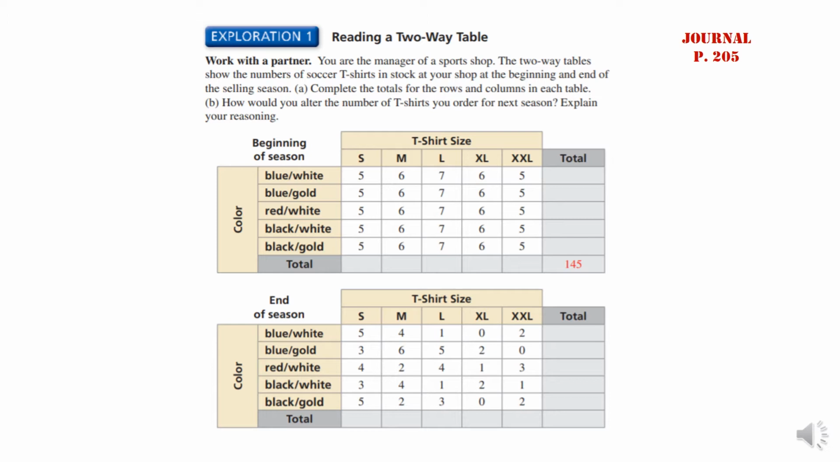It gives you the number of t-shirts you had already ordered at the beginning, and then how many t-shirts you have at the end. The first thing that we're going to do on this slide is complete the totals for the rows and columns. So columns go this way, and we're going to add those up. So we have, and these are really easy, 25, 30, 35, 30, and 25. And then we're going to add these totals.